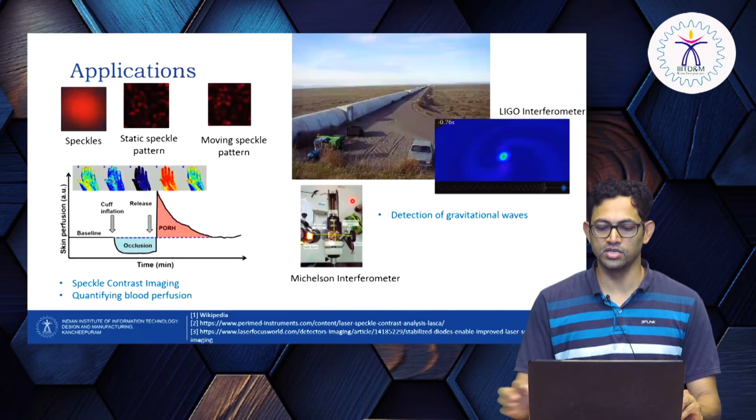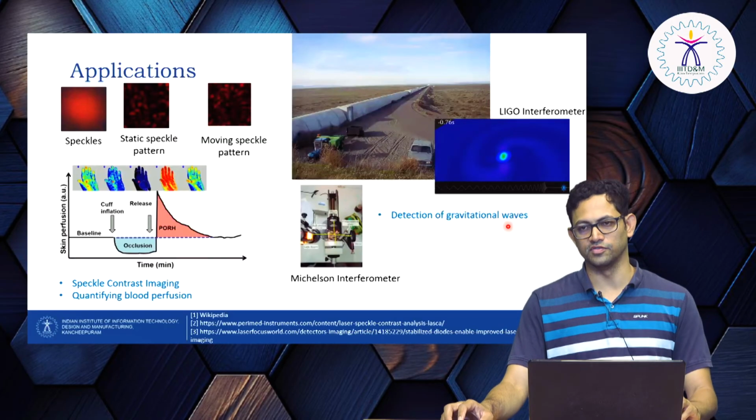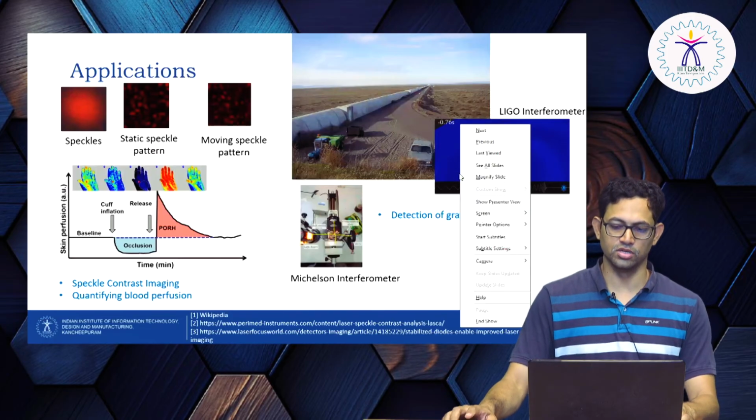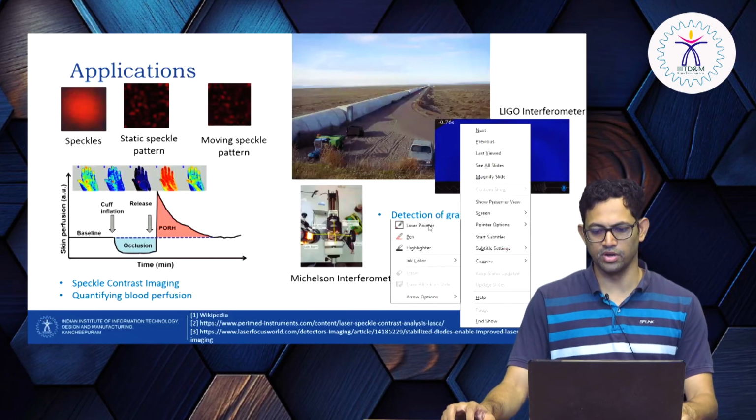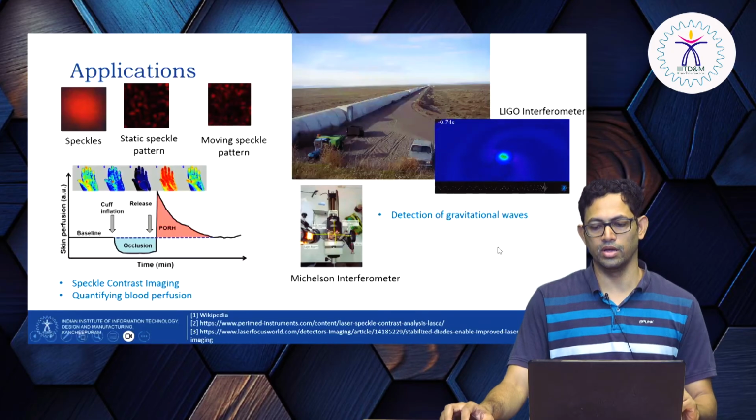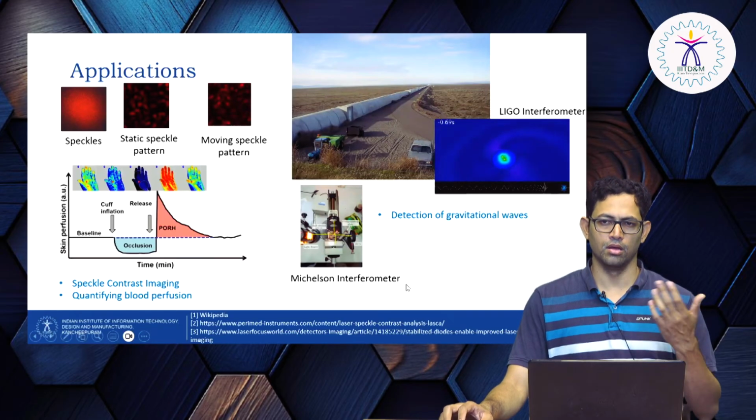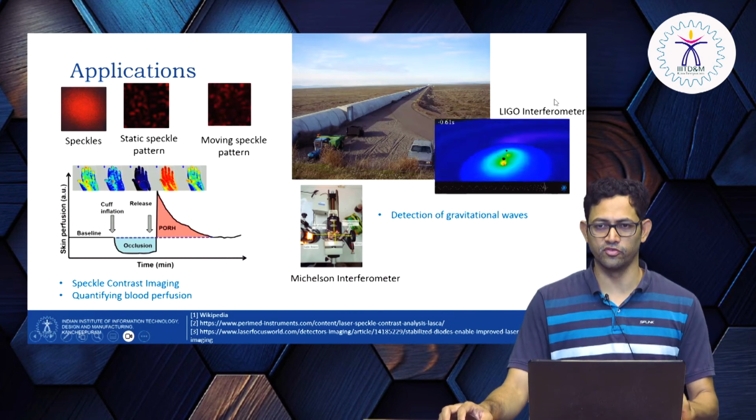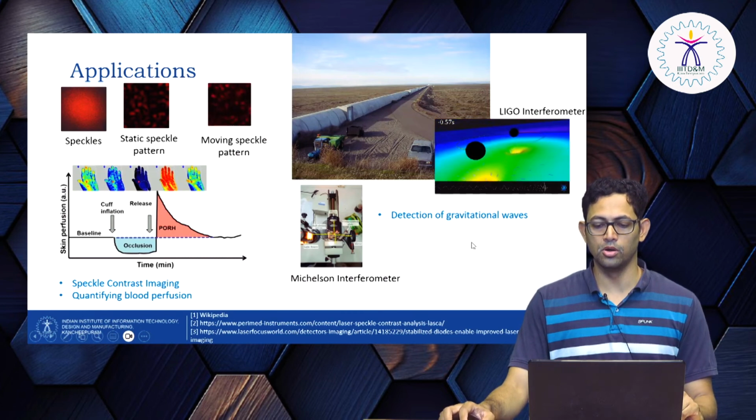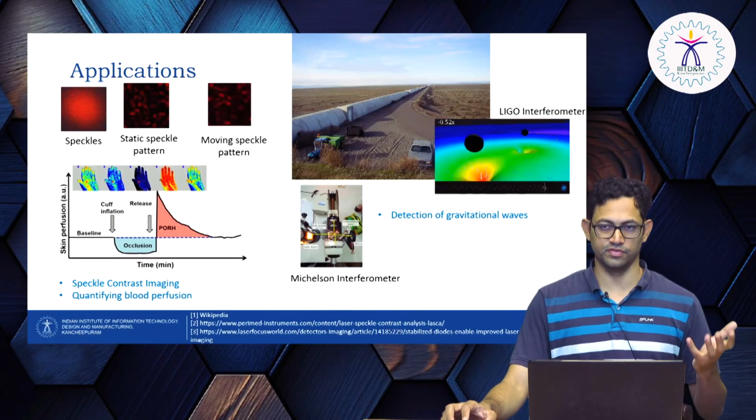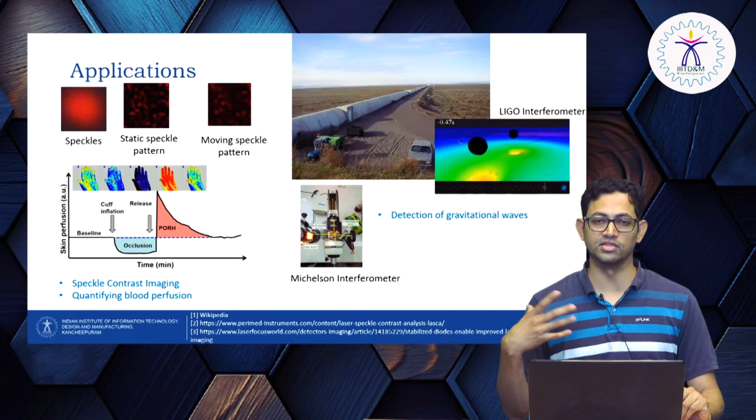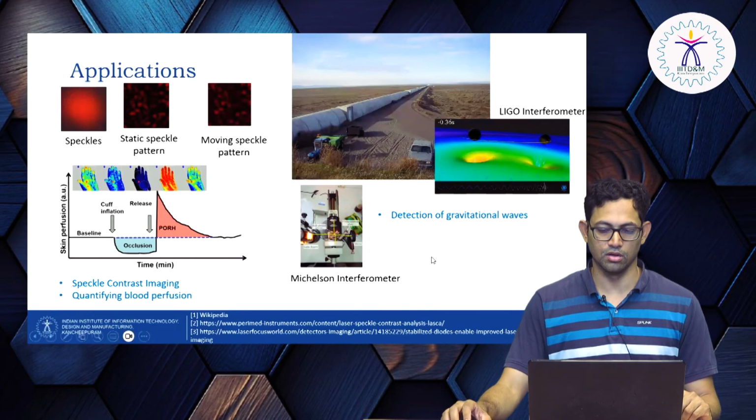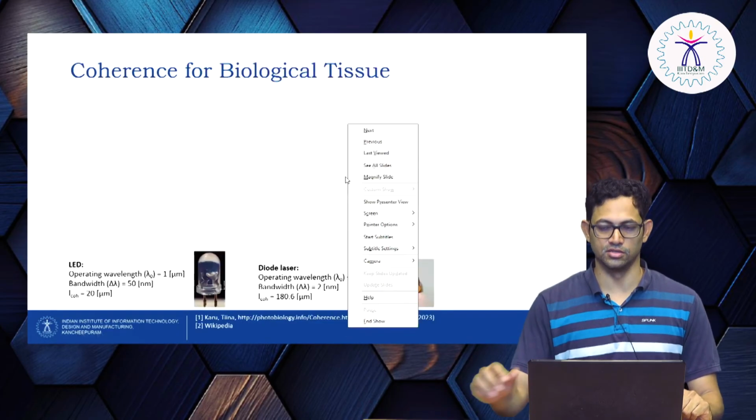One more example is the detection of gravitational waves. This was performed recently using the Michelson interferometer in the LIGO interferometer, and they were able to detect the gravitational waves. For such an application as well, we need a very significantly coherent light source to detect such very weak signals.